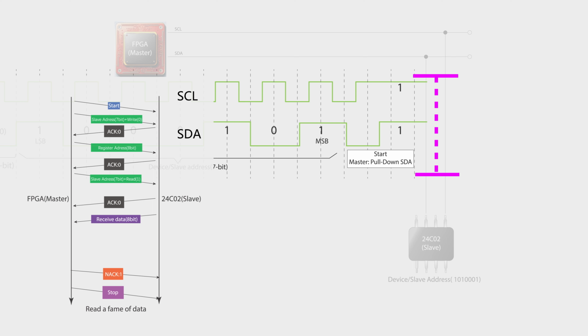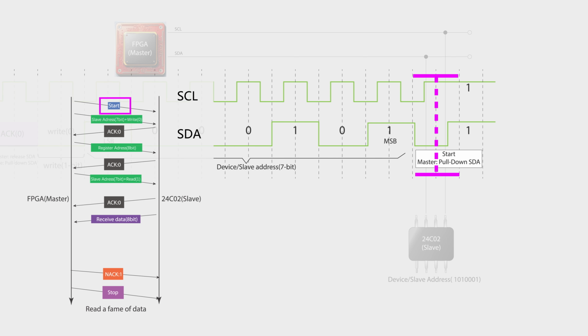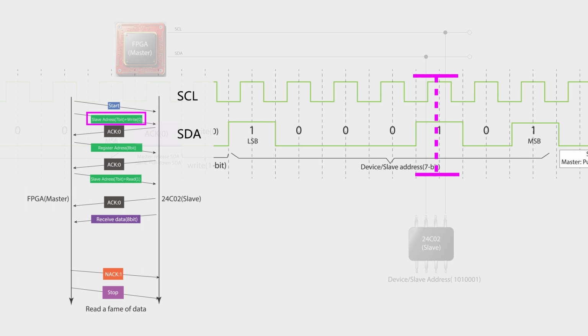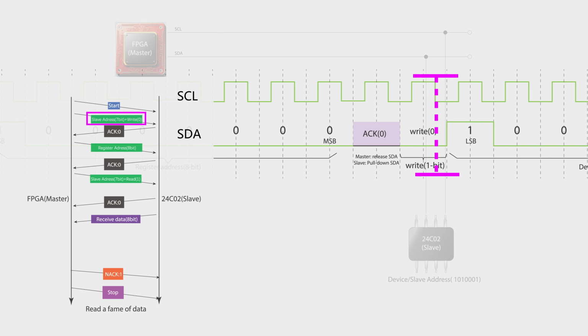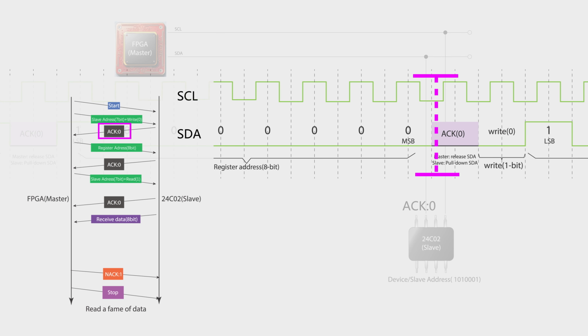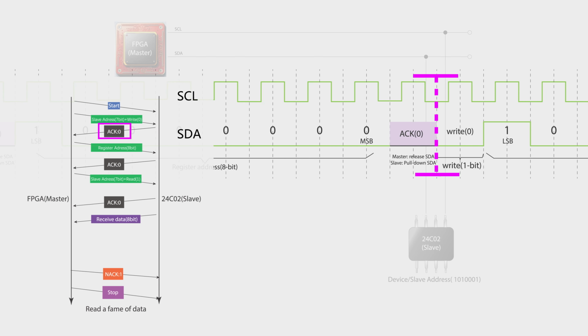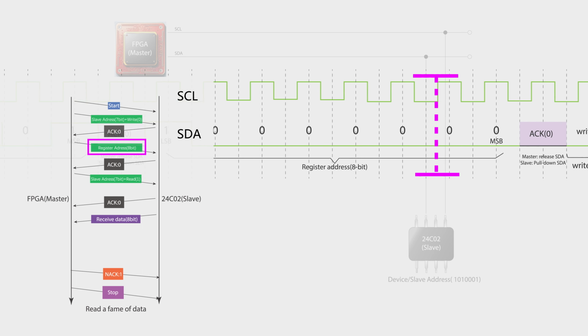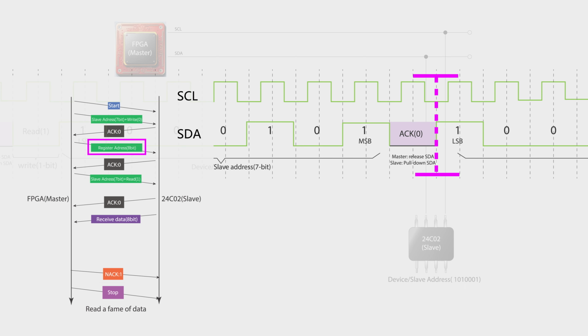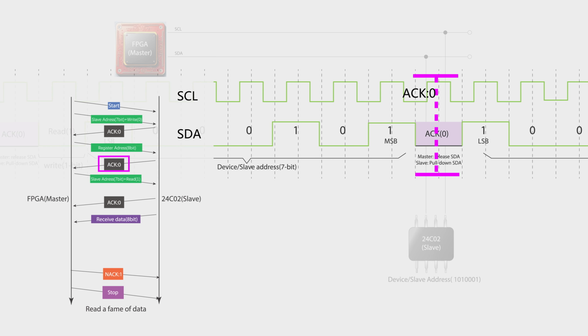Let's continue learning how to read 1 byte of data from the slave. Data transfer on the bus starts with a start command which the active master generates. Send the 7-bit device address plus 1 bit of write. The receiver of the data, here the slave, generates an acknowledge signal to indicate that the data byte was received successfully and the receiver is ready to receive the next data byte. Send an 8-bit register address to the slave. The slave sends an ACK again.